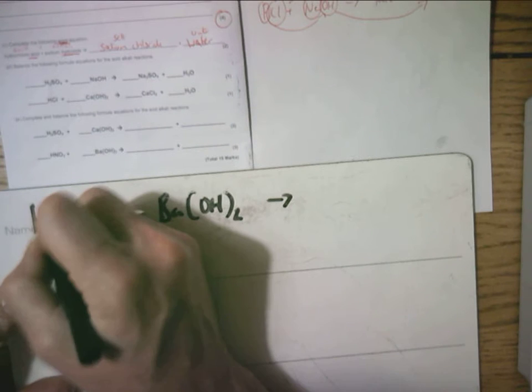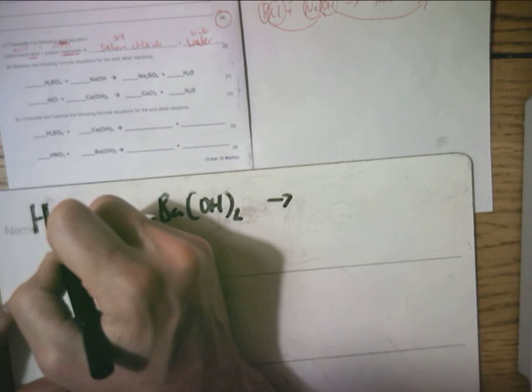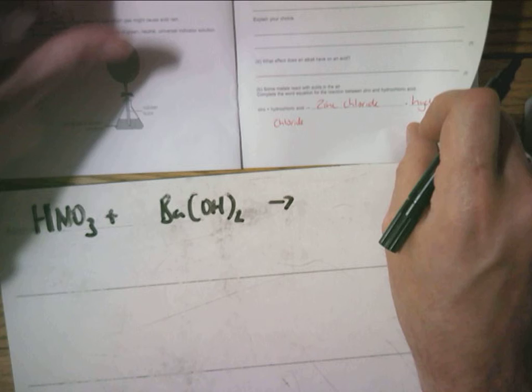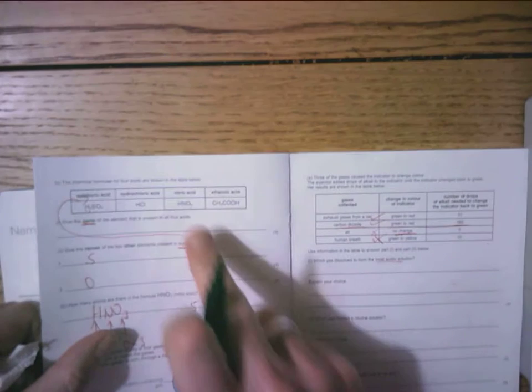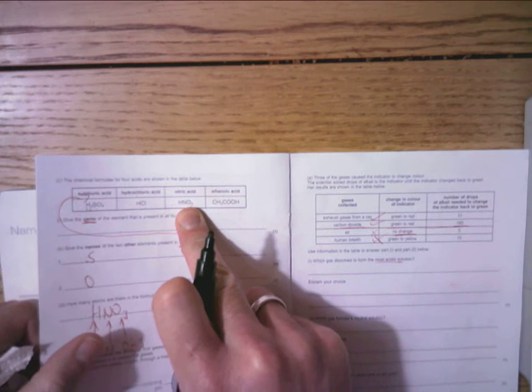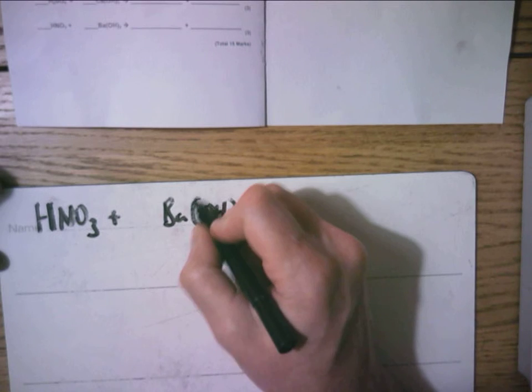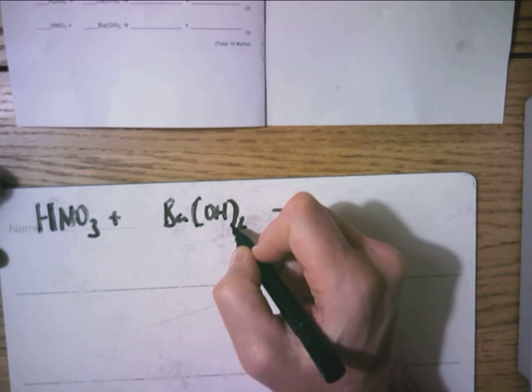Final question. HNO3, which we're not scared of. We know that it's nitric acid, and even if we didn't remember, we can remember from a couple of questions earlier. There it is, HNO3, nitric acid, plus BaOH twice, Ba(OH)2.